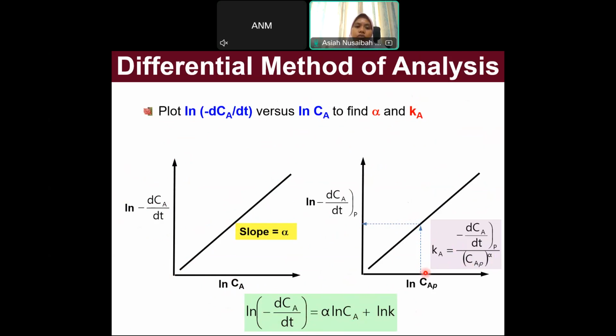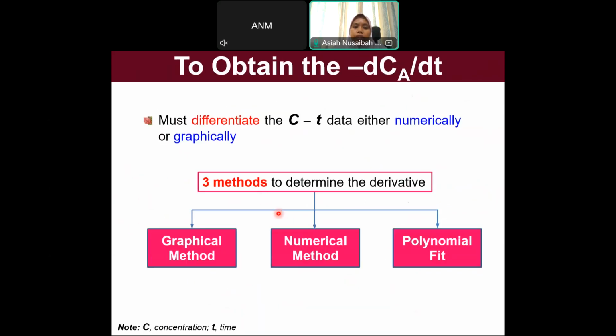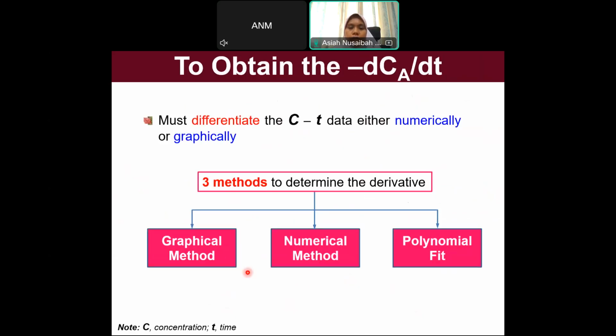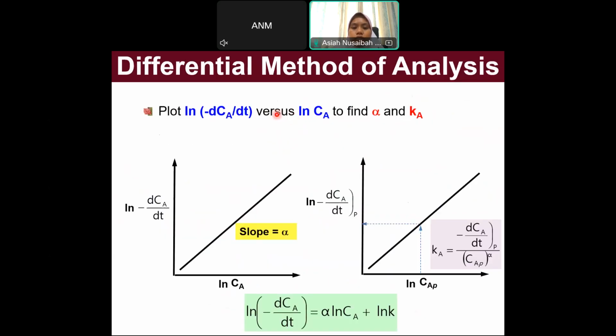All right, now we have to find our y and our x. In order to find our y, which is our differential, minus dCA over dt, there are actually several methods, which are graphical method, numerical method, and polynomial fit. But for our class, we're going to learn graphical method and also numerical method. Remember that from the experiment, we are only given the values of time and concentration. So we have to convert them into dCA over dt through the differential method.